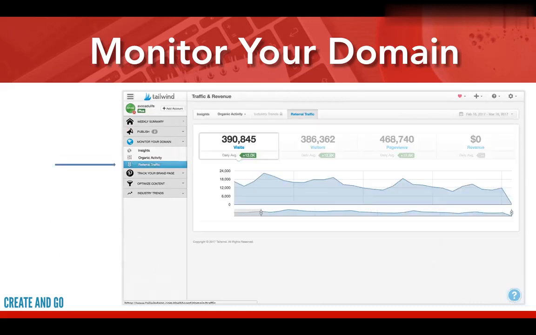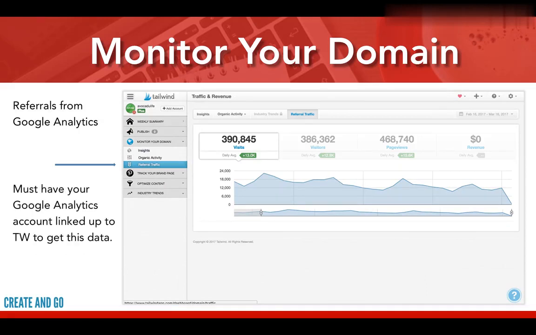Next section is referral traffic, and this is referrals from Google Analytics. You have to actually have your Google Analytics account linked up to Tailwind to get this data. This is something else that I just don't really use. I don't pay any attention to.